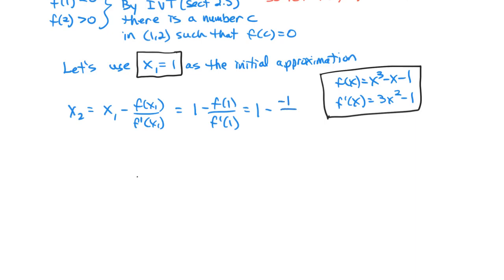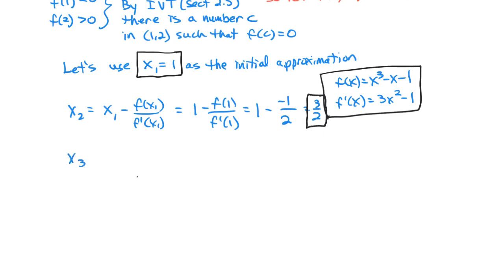And then if you plug a 1 in for the derivative, you get 3 minus 1, which is 2. So I basically get 1 minus 1 half, which is 3 halves. Okay, so we get 1 first. Our second guess is 3 halves.